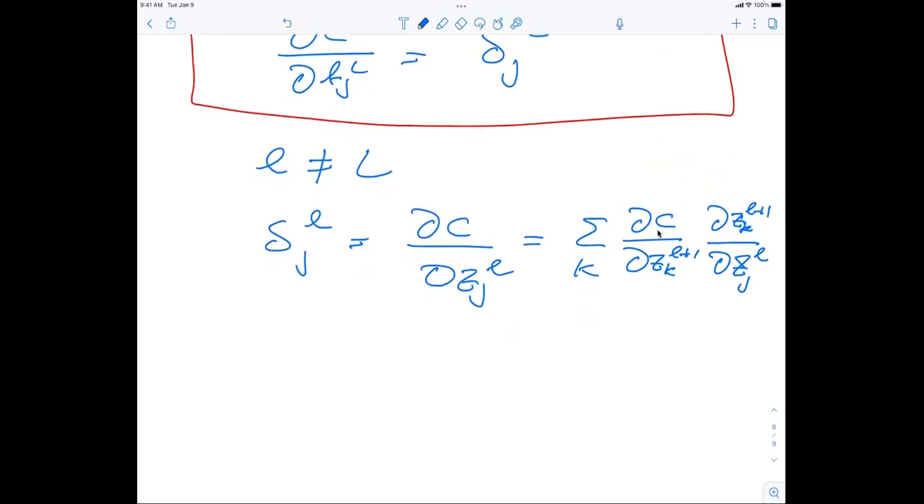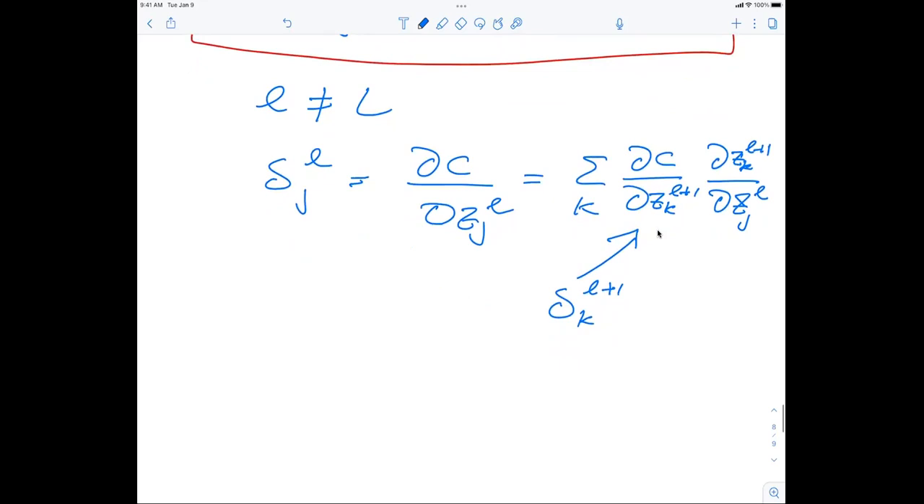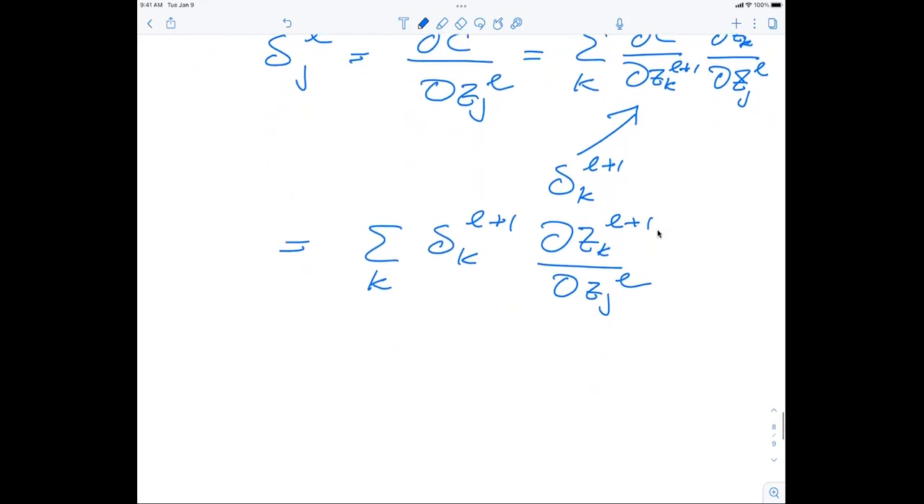Now, we know this quantity here. This is a quantity which we have already defined. So this is delta_k^(l+1). So what I need then, when we write it out, is to calculate the second term. So this one is something we can rewrite in terms of l+1. And then I have dz_k^(l+1)/dz_j^l. And then we need now to remind ourselves that z_k^(l+1) is actually given by a sum over j equal to 1 to N_l, the number of nodes in that specific previous layer.